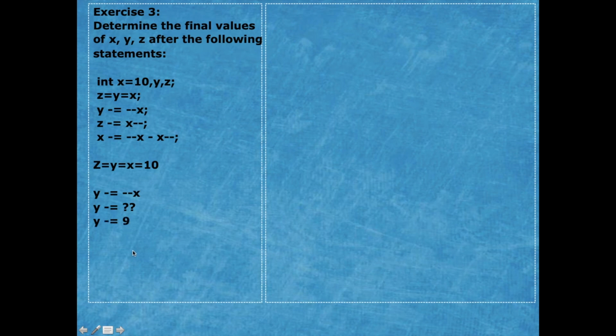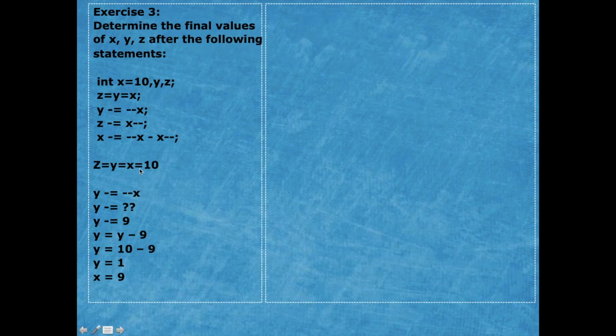So if I expand this, it becomes y equal to y minus 9. So y equal to 10 minus 9. So y becomes equal to 1. And tell me one thing, what is the value of x at this stage? So don't forget, it is 9.